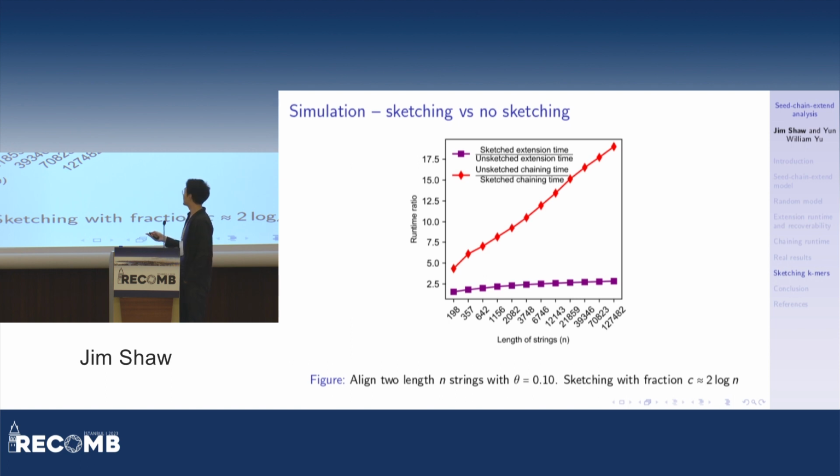What this means is that as my strings increase, I'm sketching more and more. And this red line is the chaining speedup. So in this part over here, I'm sketching about 1 out of 18 k-mers. But I'm only increasing the extension runtime by about 3 times, and I'm decreasing the chaining runtime by 18 times. So that's a really favorable trade-off. I can decrease the chaining time a lot without increasing the extension time too much.